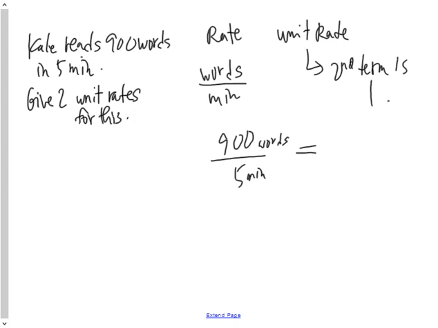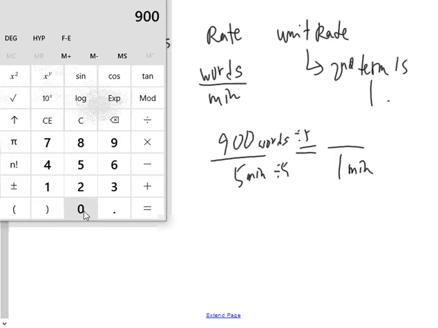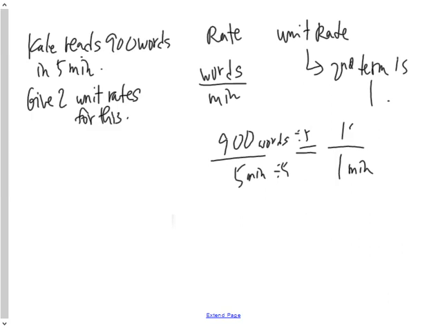So in this case, if I want to make it 1, I could make it 1 minute. That would be a unit rate. And I could achieve this by dividing both sides by 5. Take my calculator out. 900 divided by 5 is 180. So therefore, one unit rate you could use would be 180 words per 1 minute or per minute.